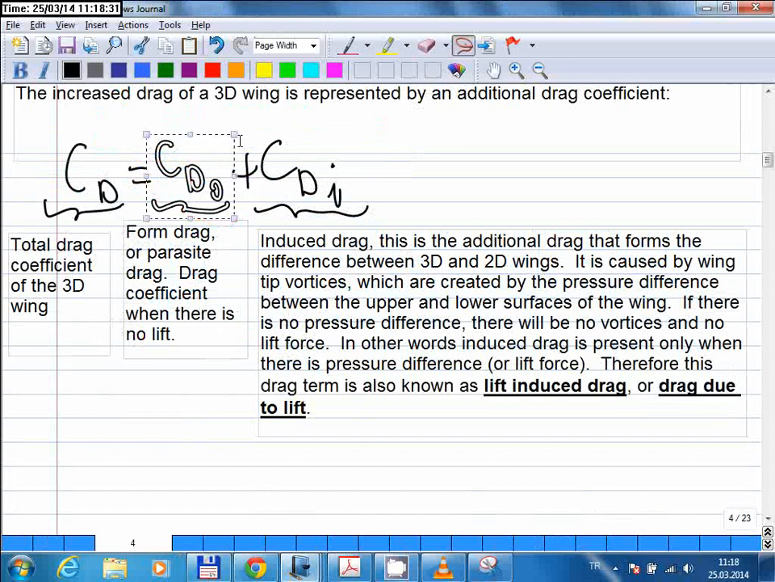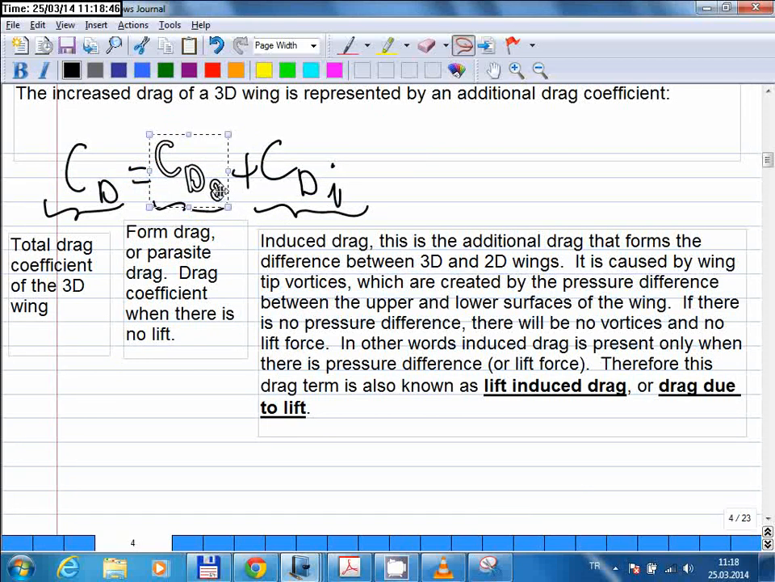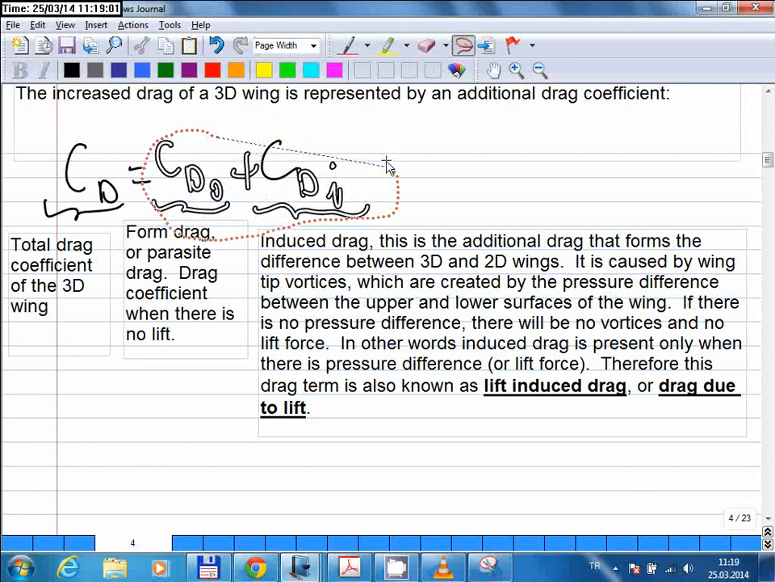Okay, so the drag coefficient has two components. One is called the parasite drag. It is due to the two-dimensional shape, and the drag that you get even when there is no lift force. The second part is the increase in drag that you get as you have lift force. And for a real aircraft, both of these parts will be present, and you need to know both of them for your calculations to be accurate.